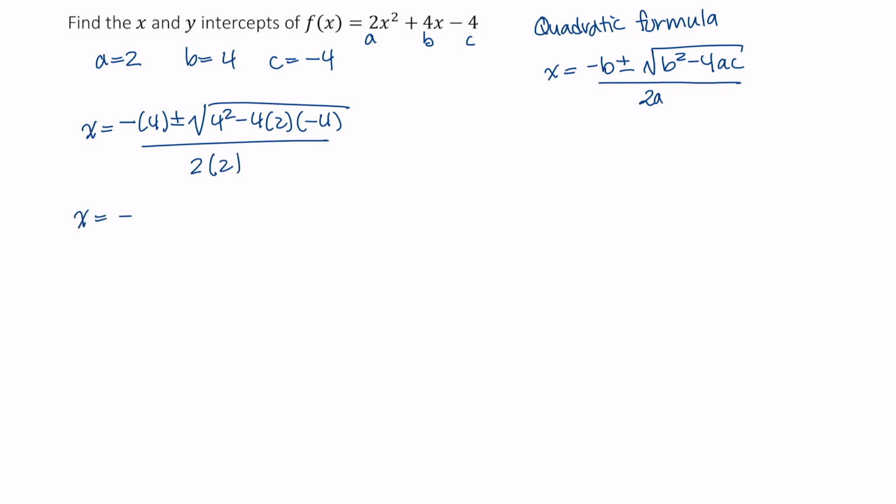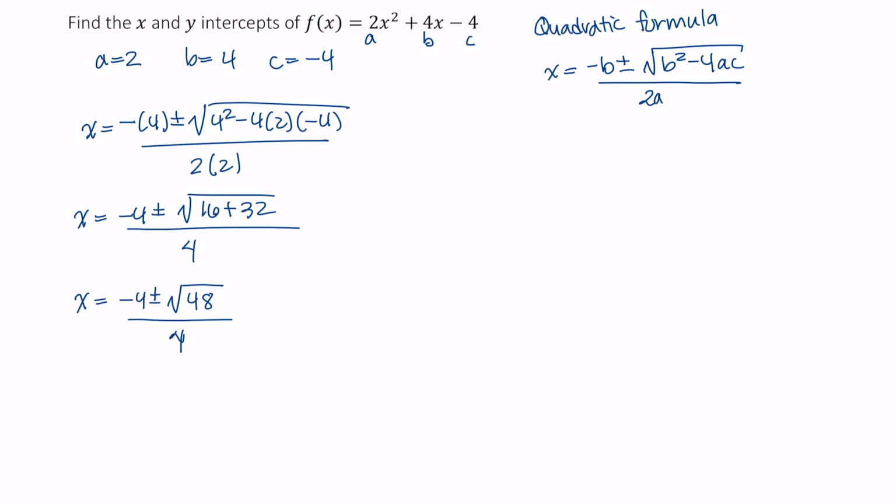So x is equal to negative 4 plus or minus the square root of 16. Let's see, we're going to get negative 4 times negative 4 is positive 16, times 2 is 32, so plus 32, over 4. So I have x is equal to negative 4 plus or minus the square root of 48 over 4.